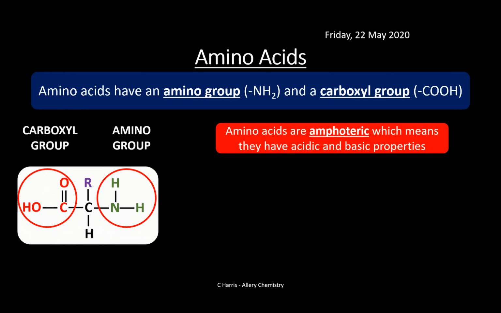And actually, amino acids are amphoteric. They're a bit strange. They have basic and acidic properties. So it gives us this versatility in terms of the reactions that we can undergo with them.